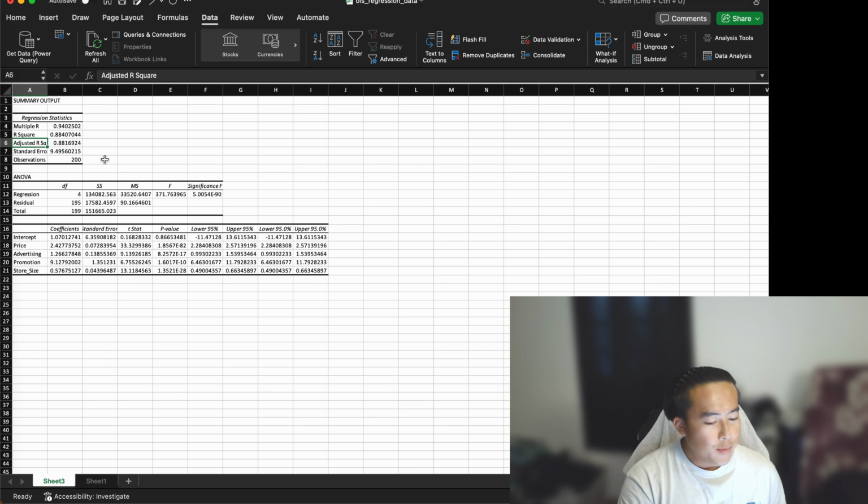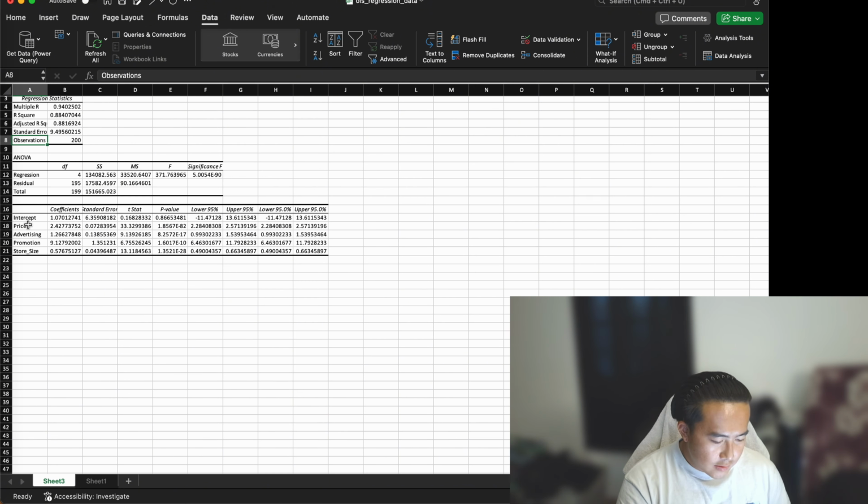It adjusts for perhaps any errors and reflects more of a true model fit. With standard error, this gets to understand your error bars, to see how much range of error there is. And the observations are simply your n count, or how many data points there are, or how many individuals you surveyed. If we look at our X variables, price, advertising, promotion, and store size, we see that we get these coefficients.